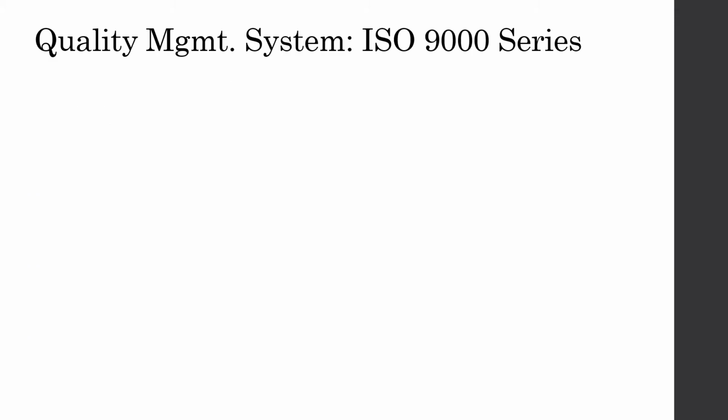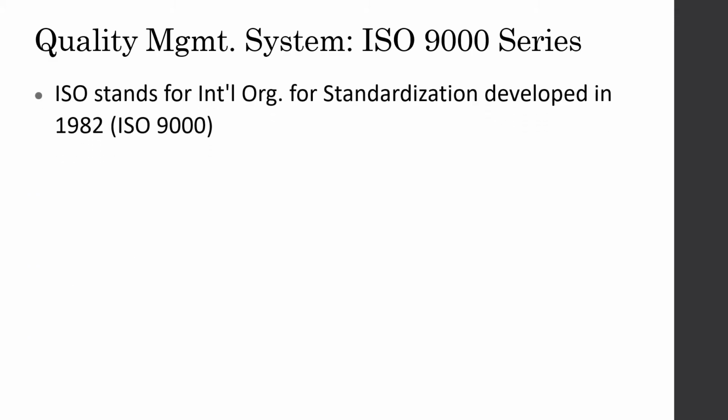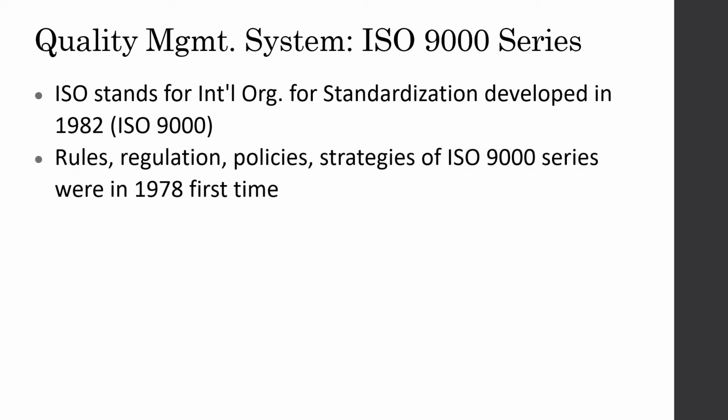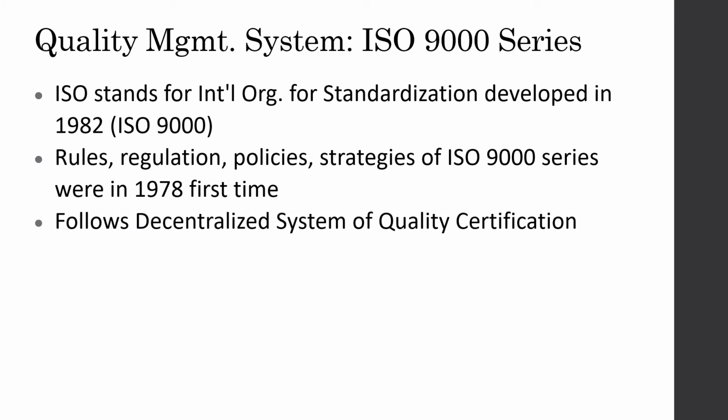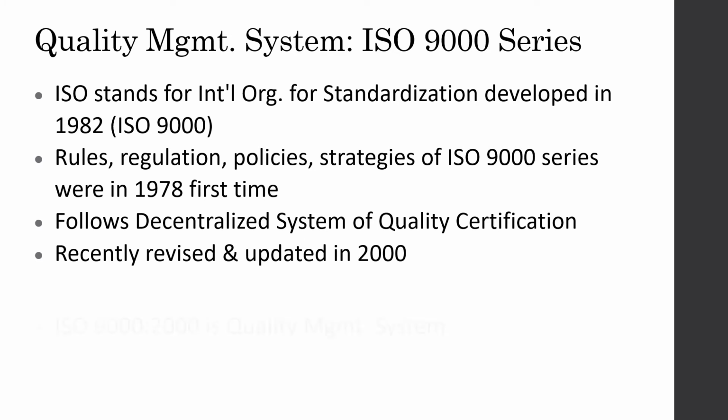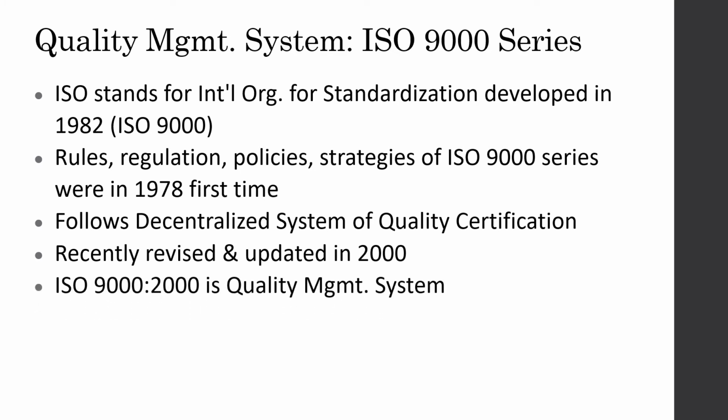Talking about quality management system, ISO 9000 series. So ISO stands for International Organization for Standardization, developed in 1982, where ISO 9000 was first introduced. The rules, regulations and policy strategies of ISO 9000 were in 1978 for the first time. It follows a decentralized system of quality certification, recently revised and updated in 2000. So ISO 9000 to 2000 is the quality management system.